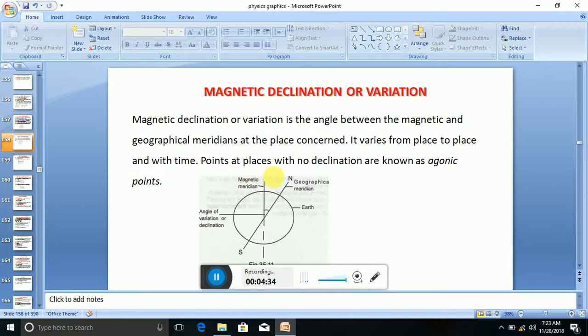Points at places with no declination are known as agonic points. Those are places where the geographical meridian and magnetic meridian coincide and do not produce any angle. We call them agonic points.